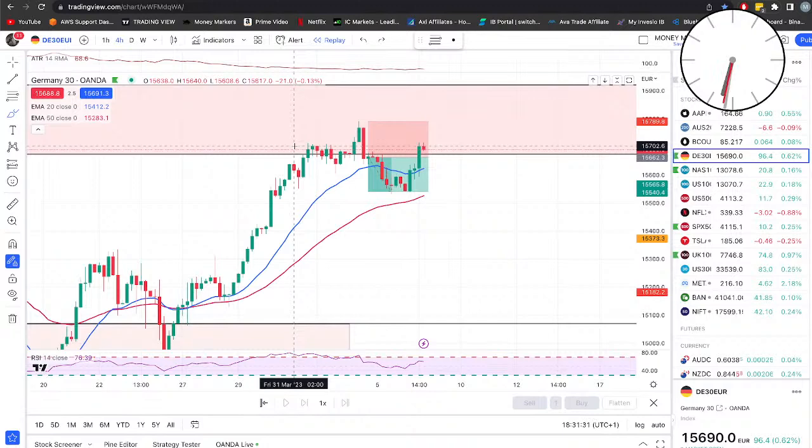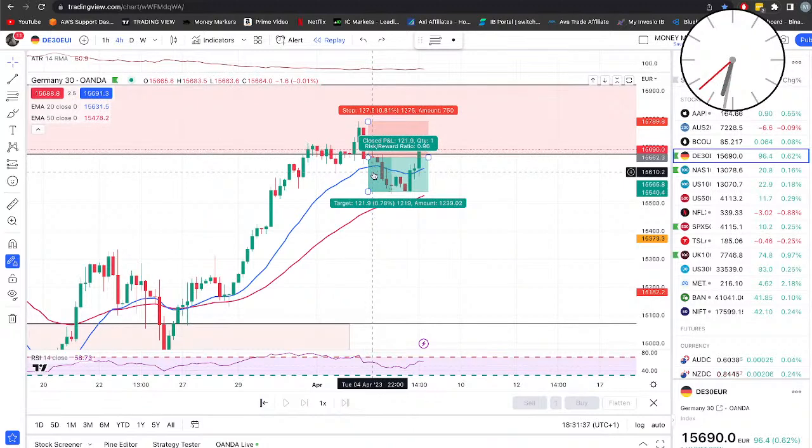No problem at all, Tarun. So if you see this candle, now the ATR is coming up as 65. As you can see, the target has been hit right here, more than 65 points.